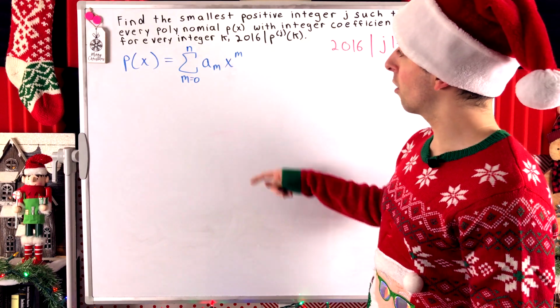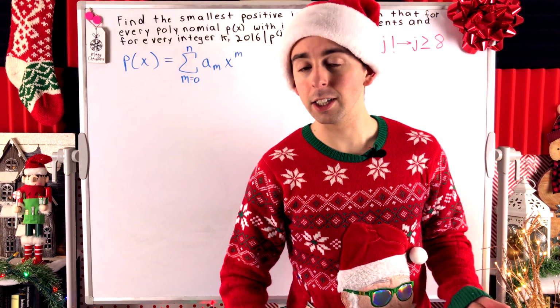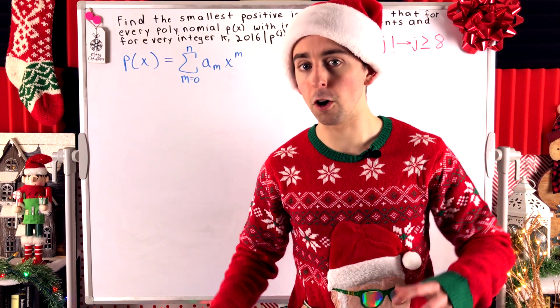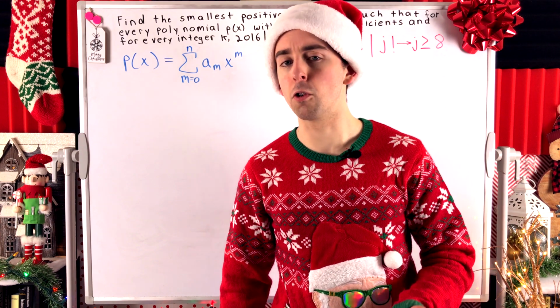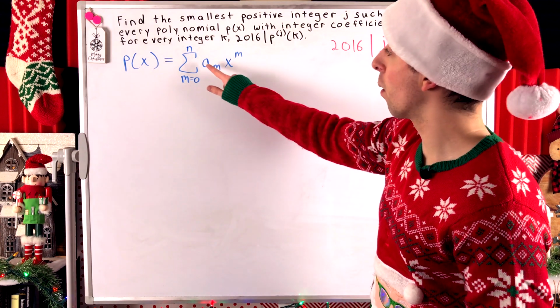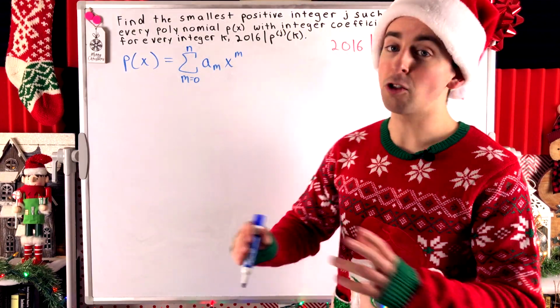Of course, it's possible that for some of these numbers between 0 and n, the polynomial might not actually have a term of that degree. Maybe the polynomial doesn't have a term of degree 2. In that case, the coefficient a2 would be equal to 0. So this works just fine.